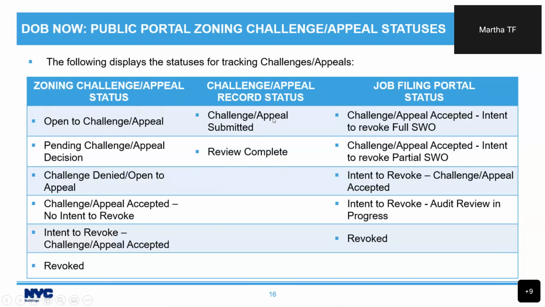The result of the challenges or appeals will show up in the zoning challenge/appeal status. And then, of course, there's the job filing status. And this will show up in the portal as well. The ones that I specifically wanted to note here are the ones that have to do with when a challenge or appeal is accepted and what the different options are. The different options if a challenge or appeal is accepted are that there may be an intent to revoke full stop work order, intent to revoke partial stop work order, intent to revoke, or revoked.